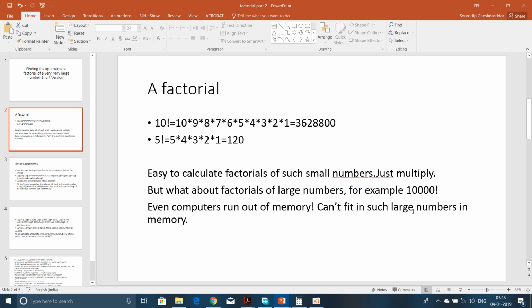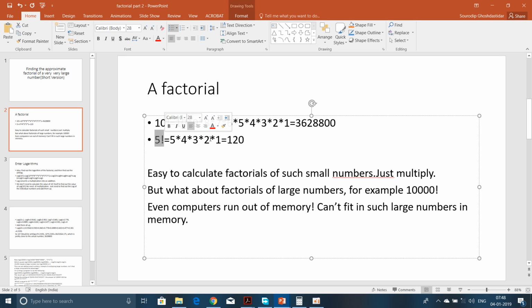We all know what a factorial is. For example, 10 factorial would be 10 into 9 into 8 into 7 into 6 into 5 into 4 all the way till 1. 5 factorial would be 5 into 4 into 3 into 2 into 1. It's pretty easy to calculate 5 factorial. You just multiply 5 with 4, 4 with 3, 3 with 2, 2 with 1, and it gives you a value of 120.